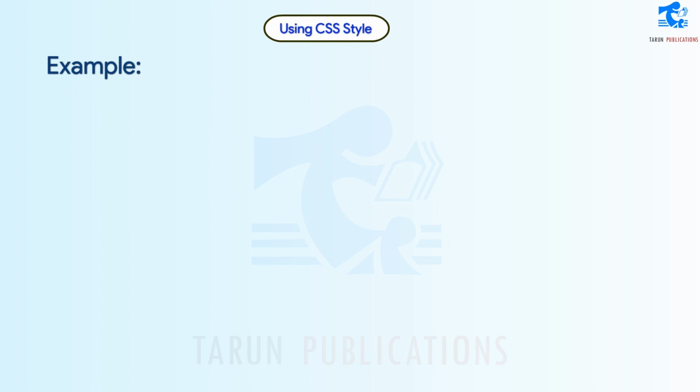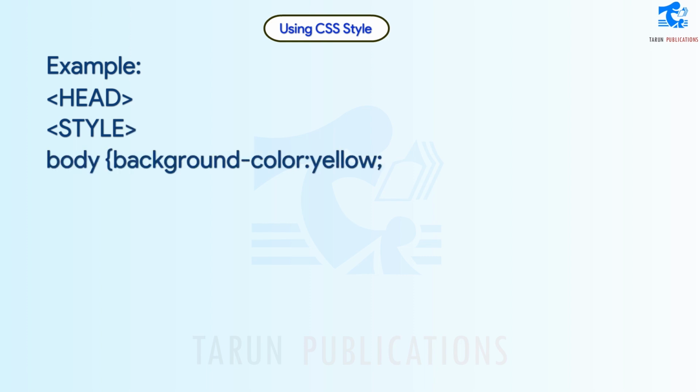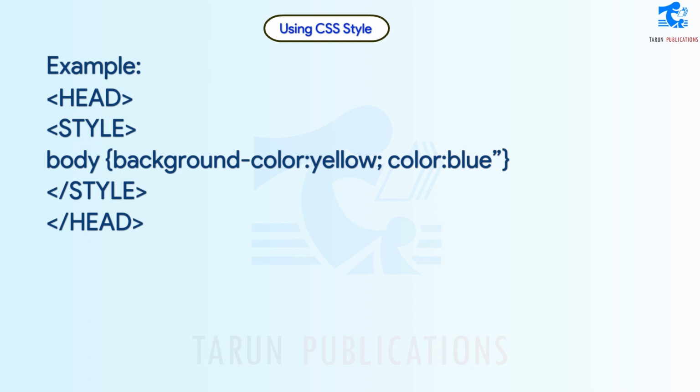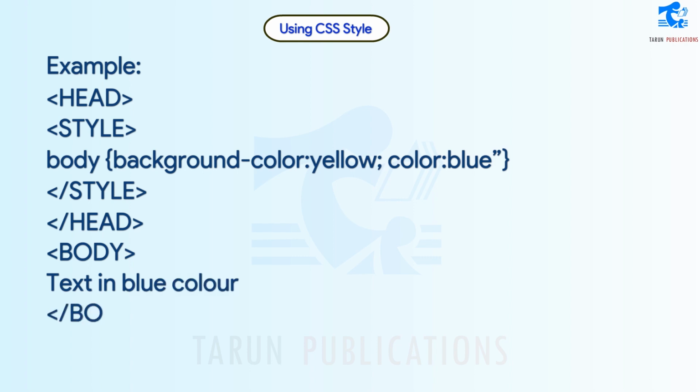Example: <head> <style> body {background-color: yellow; color: blue} </style> </head> <body> Text in blue color. </body>.